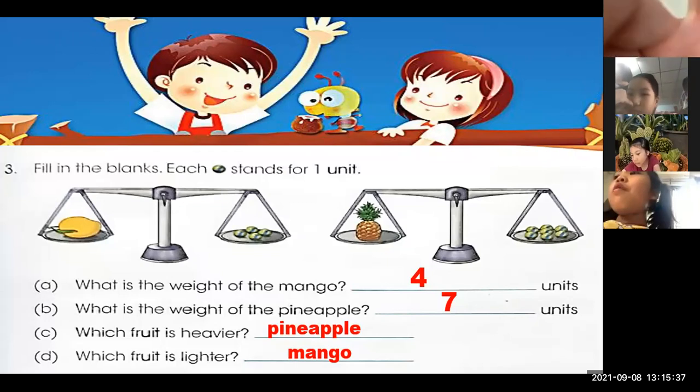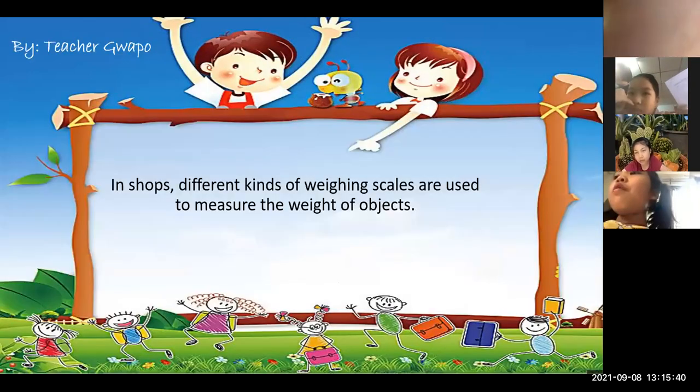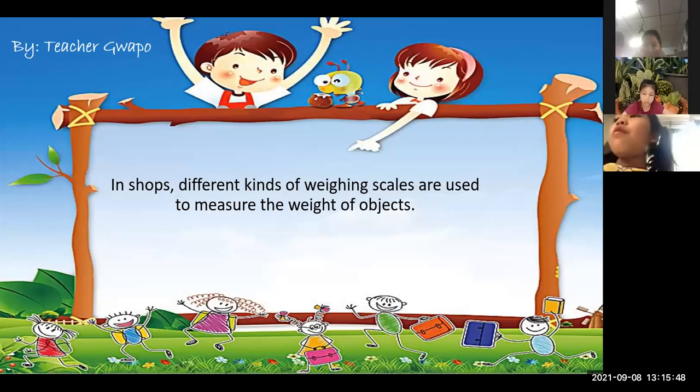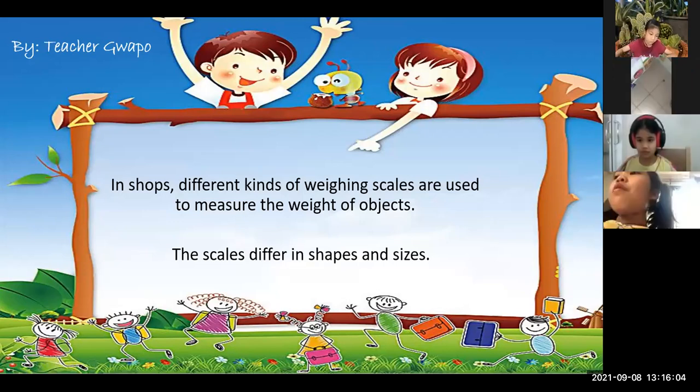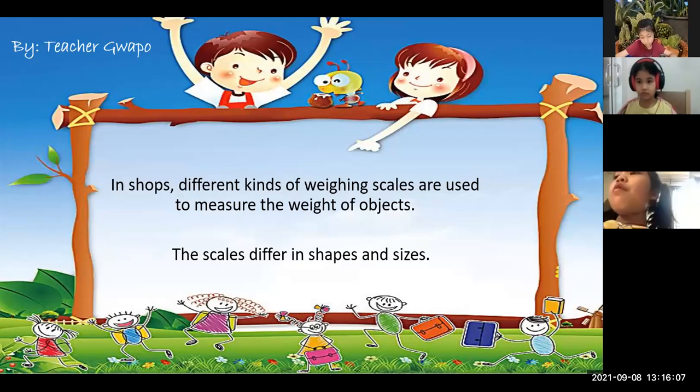Now, you know, my dear students, in shops, different kinds of weighing scales are used to measure the weight of objects, right? You can see when you go to Tescalotos, when you go to Makro or in a market, you will see different weighing scales that they use to measure the weight of an object. The scales differ in shapes and sizes. Some scales are very big, some are small, right? Big or small, it depends upon its uses.